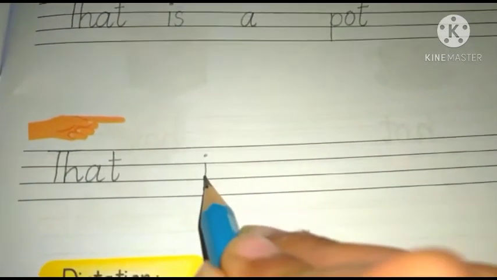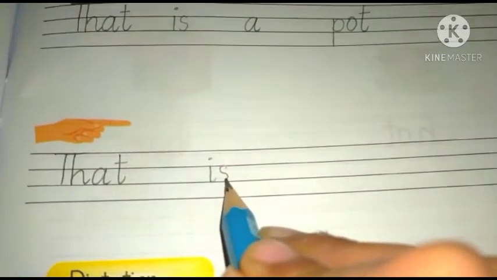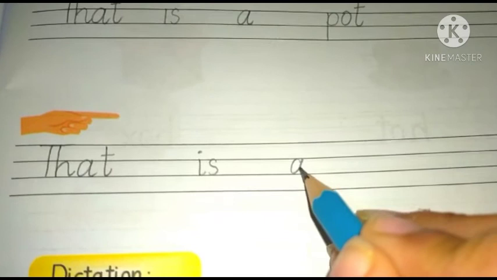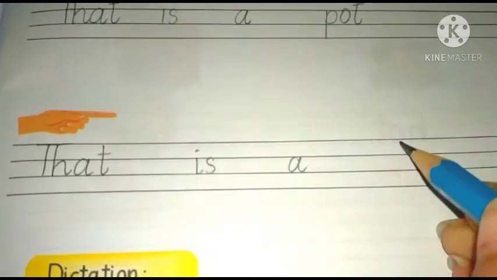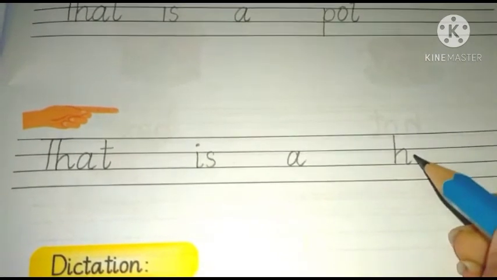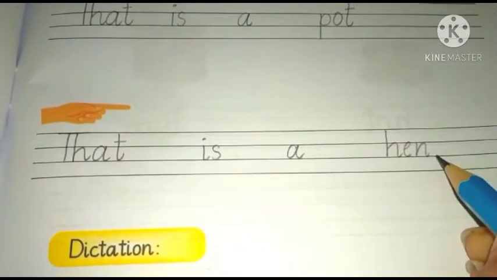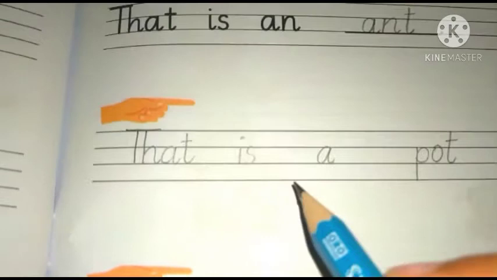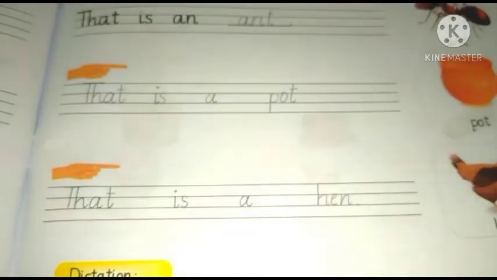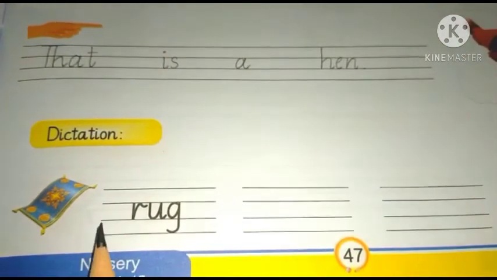Is. Write down is. I-S, is. That is a. We are using article a because hen begins with consonant letter H. That is a hen. After completing your sentence, don't forget to put full stop. That is a pot. That is a hen.